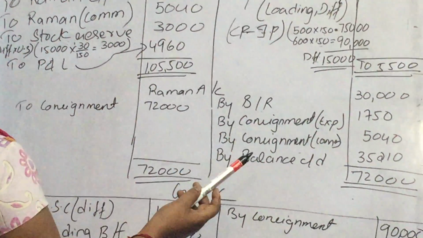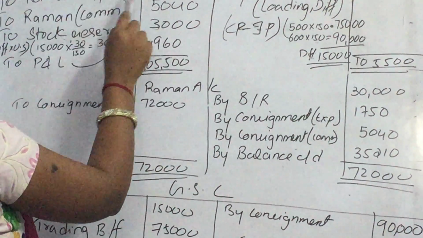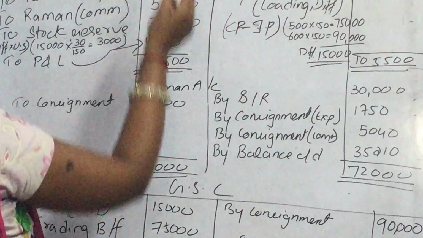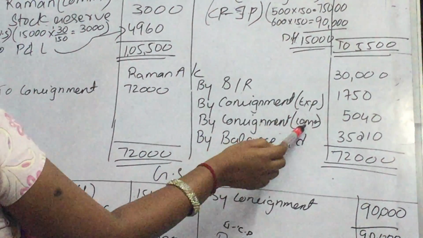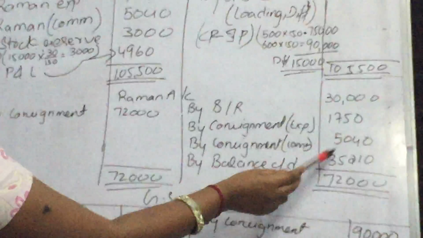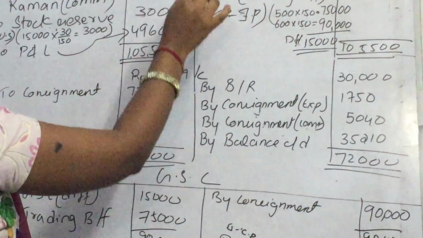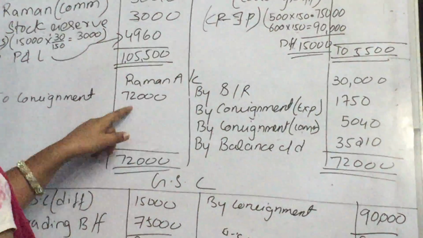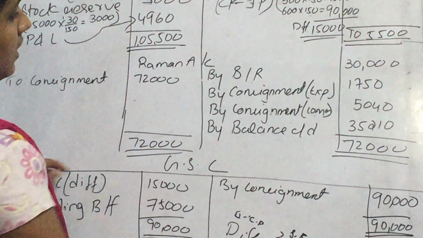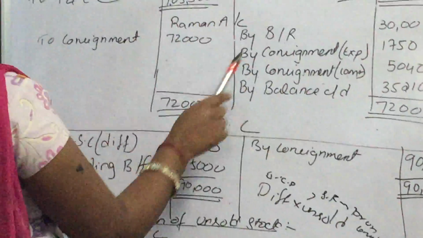What is the next account? Raman account. Raman account will be the same. Bills receivable is 30,000. Raman expenses are on the debit side, transferred to the credit side from which account? Consignment account. So 1750. Next, by consignment commission 5,060. Next here sales. These two entries will come only here, and this one will come again in the trading account. So here 72,000. Next total, and you carry the balance 35,000 to the next year. This is the Raman account.